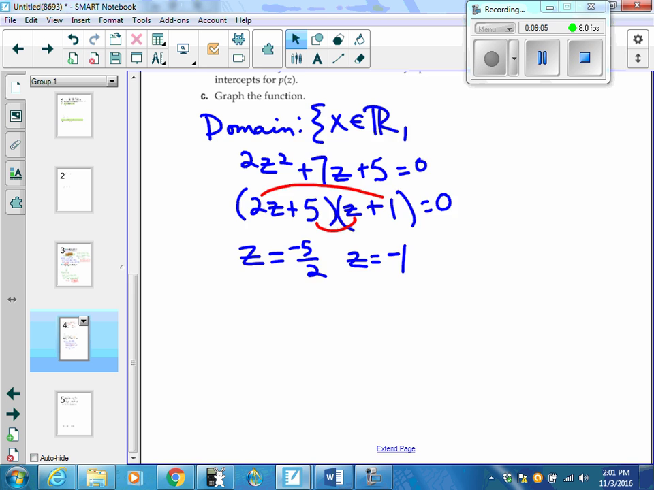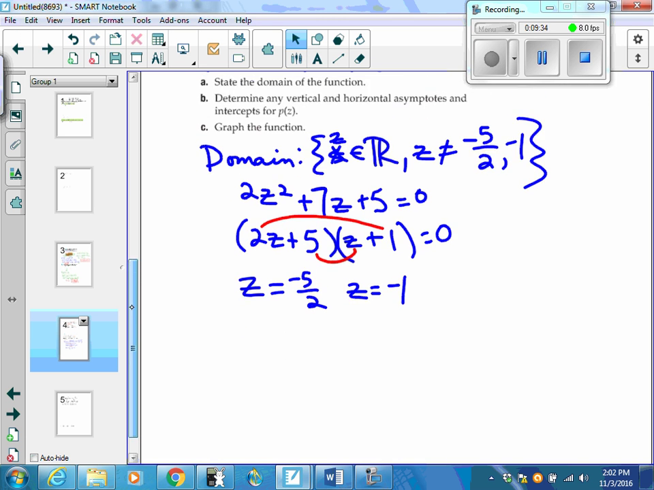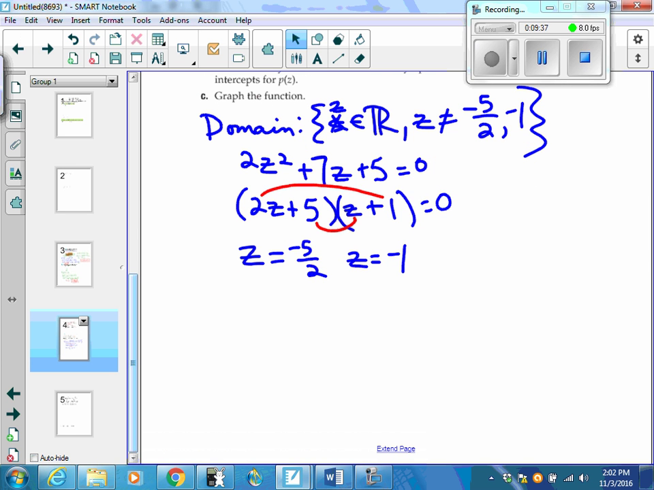So that's going to affect my domain because at those values I would not have part of my function. I could potentially have an asymptote there. Sorry, I guess for my domain, I probably want to use a z instead of an x. z cannot equal negative 5 halves or negative 1. So that's my domain. We also wanted to determine any vertical or horizontal asymptotes and graph the function.